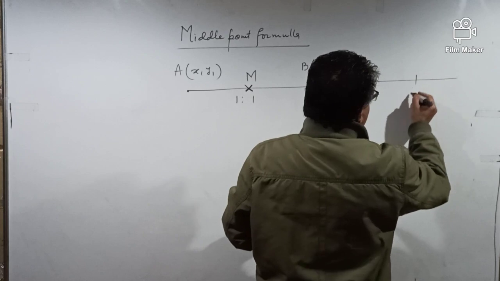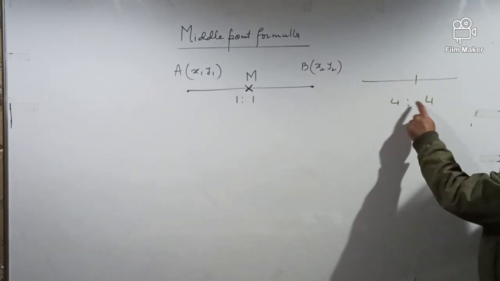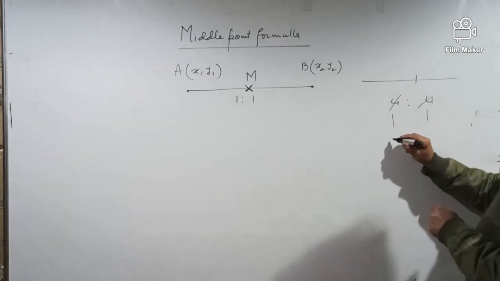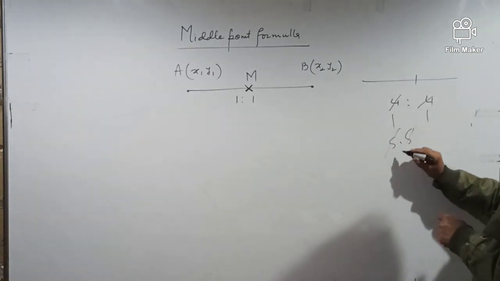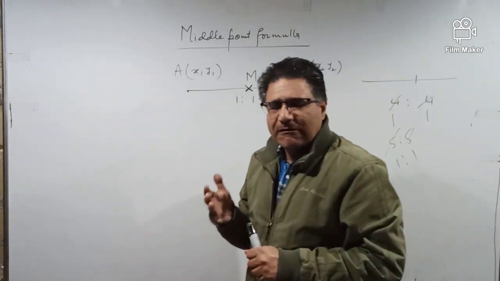Suppose the ratio is 4 is to 4. Middle point means as much ratio from here, the same from here. So 4 is to 4 means 1 is to 1. If it is 5 is to 5, it means it is 1 is to 1. So in case of middle point the ratio will be 1 is to 1.